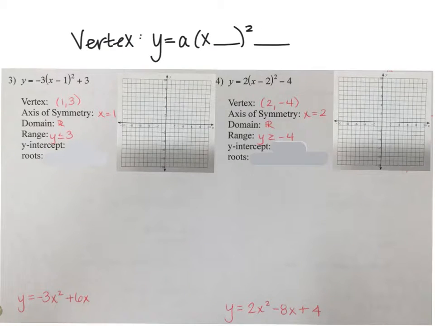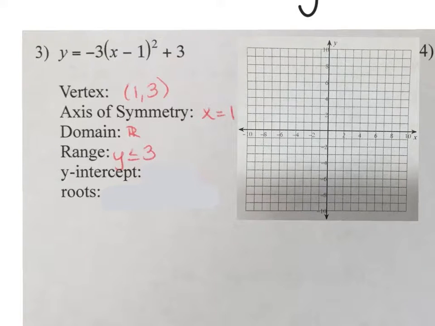Questions 3 and 4 are both in vertex form. Remember, in vertex form, the A tells us the slope and if it opens up or down. The inside tells us left or right, and we have to think opposite. And the outside tells us up or down. So if you remember, opposite here is going to give me 1, 3 as my vertex.